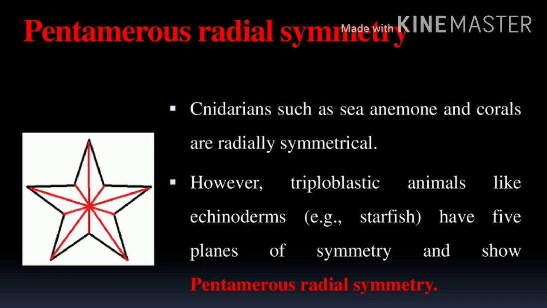These triploblastic animals are the echinoderms, phylum Echinodermata. An example is the starfish. Starfish have radial symmetry, as we also studied. But we have to cut at the central axis, giving 5 planes of symmetry, that is, 5 equal planes. That is called pentamerous radial symmetry.